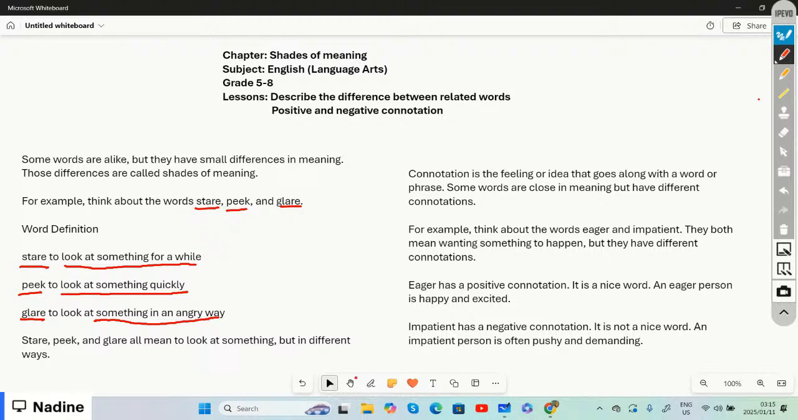Right? So this is what we call shades of meaning. It is where we have words like staring and peeking and glaring. These are words that are alike, but they have small differences in meaning, and we call that shades of meaning.